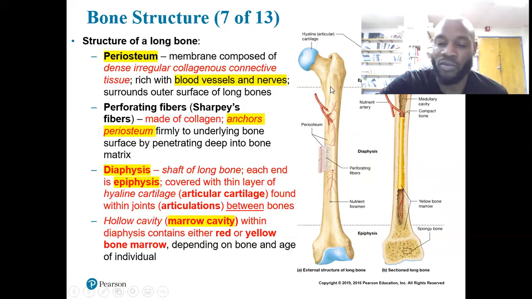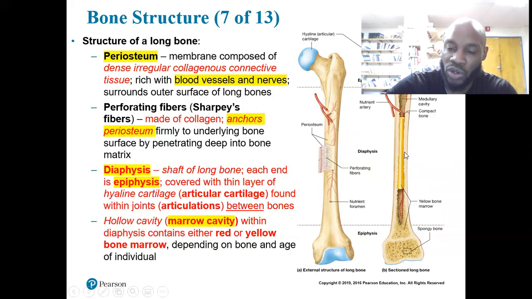So that's where you form articulations or joints, at the articular cartilage. It's like a cushion between one bone and the next. And then inside the bone, you have yellow or red bone marrow. Red bone marrow is where you have the formation of your red blood cells.